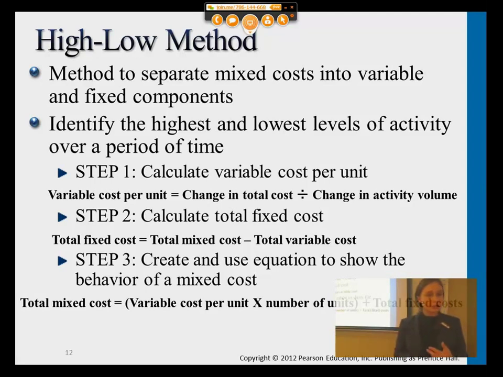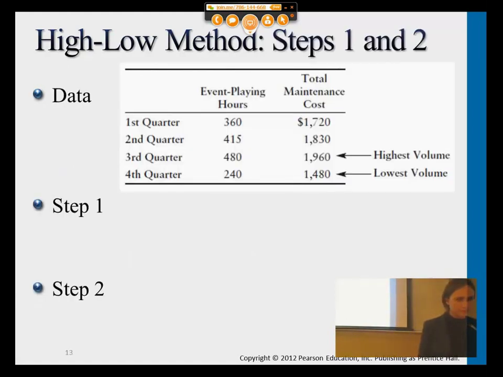Then we'll calculate the variable cost per unit. Then we'll calculate our total fixed cost. Variable, then fixed. And then we'll use the equation to show which one is a component of a mixed cost. How do we calculate the variable cost? It's change in total cost divided by change in activity volume. And then the total fixed is mixed minus variable. And then we have the very long one for the components. Let's go over each one of them.